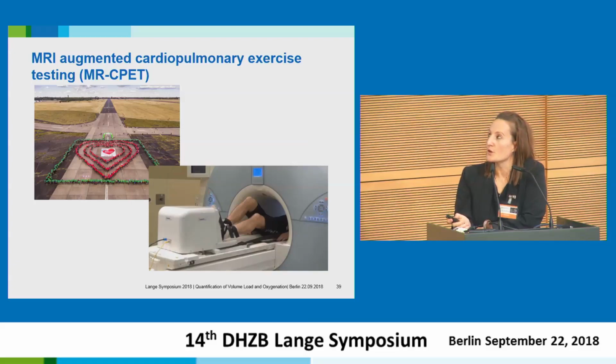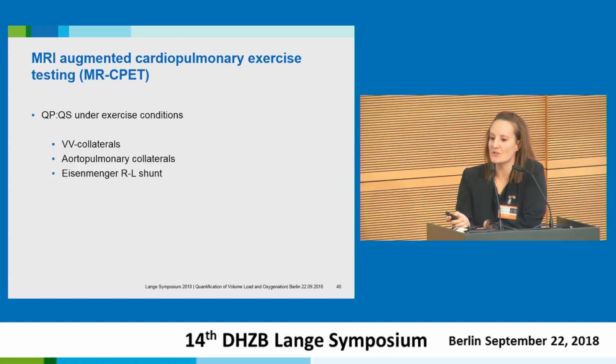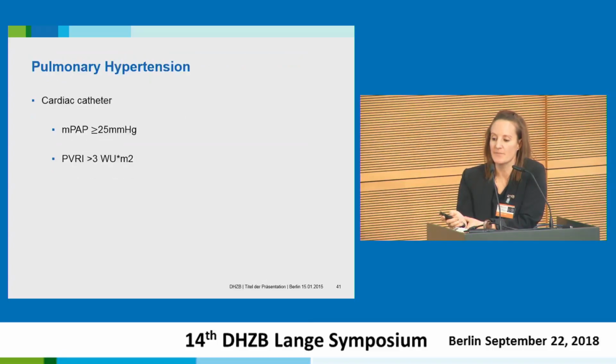In the near future, we're going to have an MRI-augmented cardiopulmonary exercise testing, thanks to PSD Herzfahrt, with the nice day of many biking trips. And by having this, we can also quantify QP to QS under exercise conditions and see how flow through veno-venous collaterals, aortopulmonary collaterals, or shunt volume is changing under exercise.